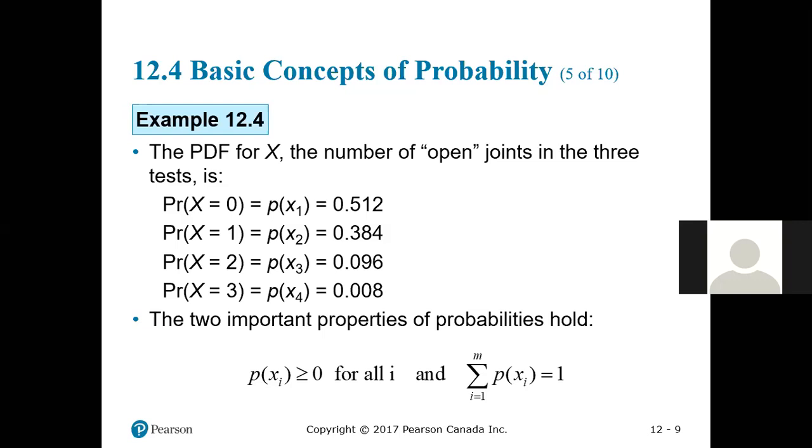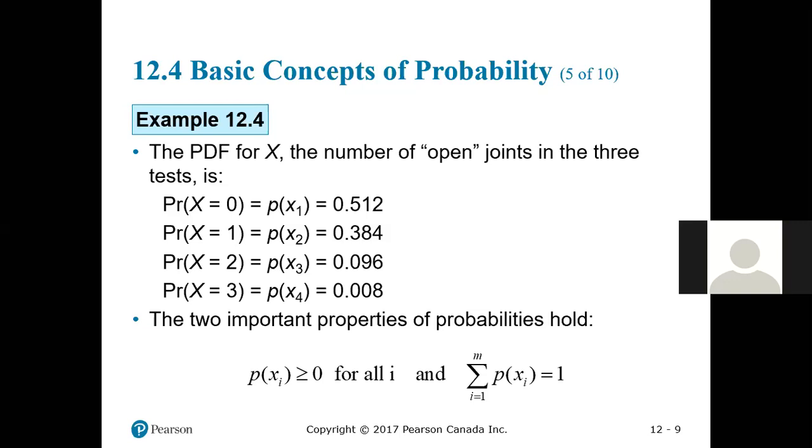The probability that one of the joints is open would be 0.384, and the probability that two joints are open would be 0.096. And the probability that all three are open would be 0.008. So now, if we sum these probabilities, we would find that they sum to 1. And so the two important properties of probability are satisfied.